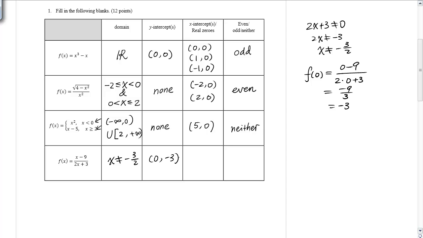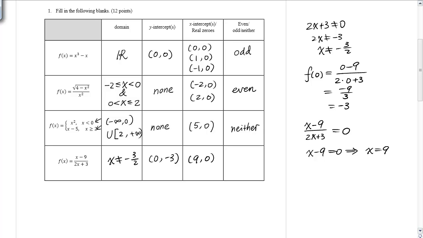To determine the x-intercepts, you need to set the function to be 0 and solve for x. So (x minus 9) divided by (2x plus 3) equals 0. And for that to happen, only the numerator can be 0. Therefore, x minus 9 equals 0. Therefore, x equals 9. And that is the x-intercept.